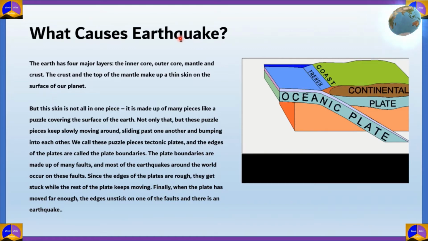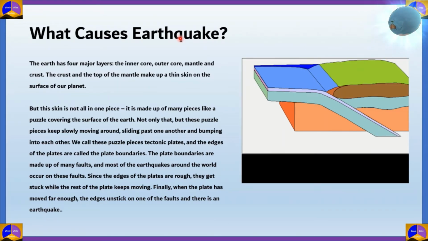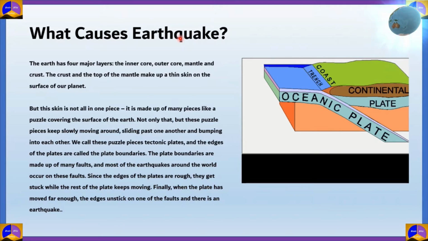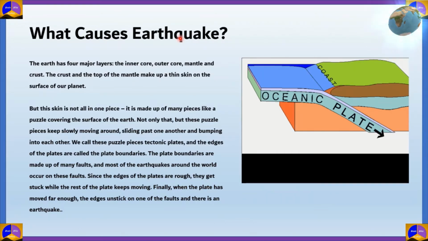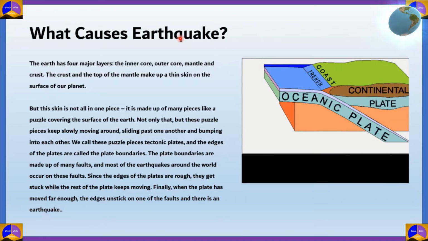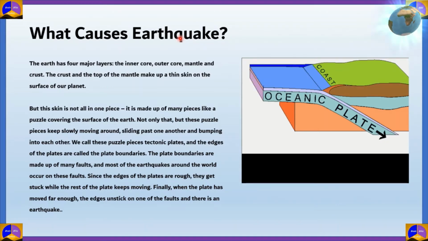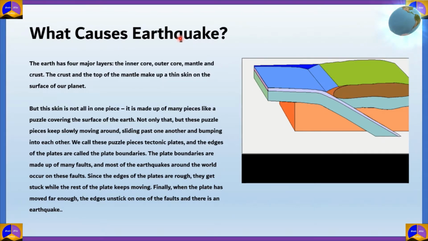But the problem is, this skin is not all in one piece. It's made out of many pieces of land that cover the earth like a jigsaw puzzle, and these pieces unfortunately keep slowly moving around. They slide past each other and bump into each other, and we call these puzzle pieces of land tectonic plates. The edges of these plates are what we call plate boundaries or faults. The plate boundaries are made up of many faults, and most of the earthquakes around the world occur on these faults. Since the edges of the plates are rough, they get stuck while the rest of the plate starts moving.